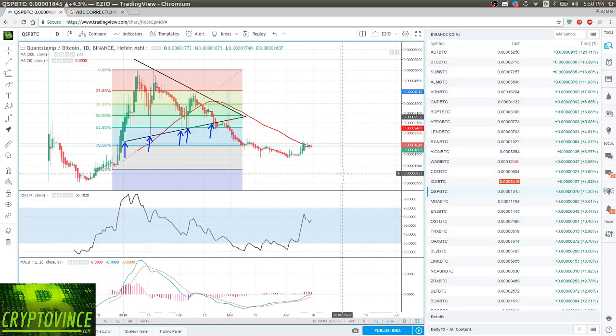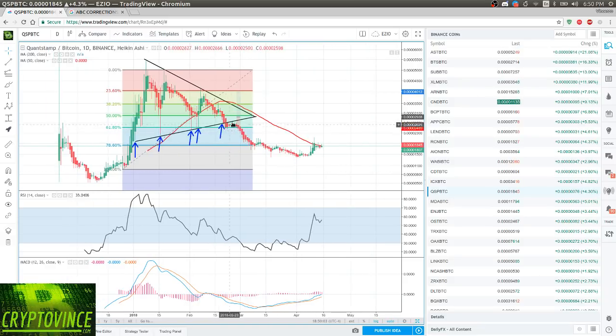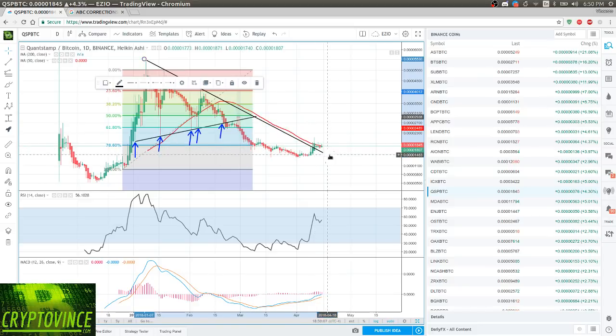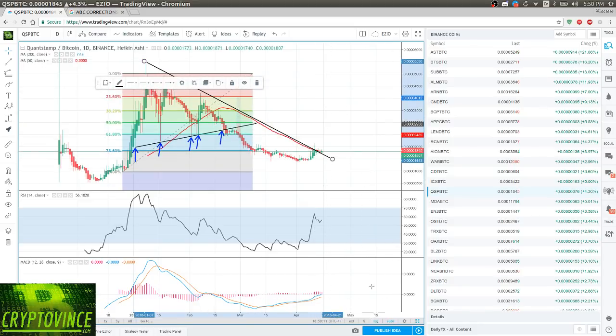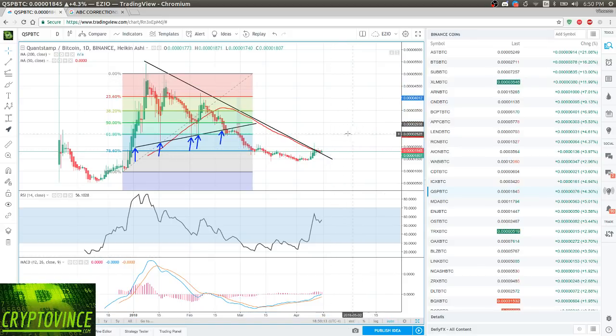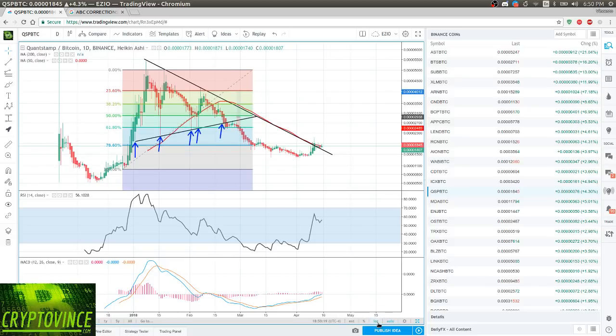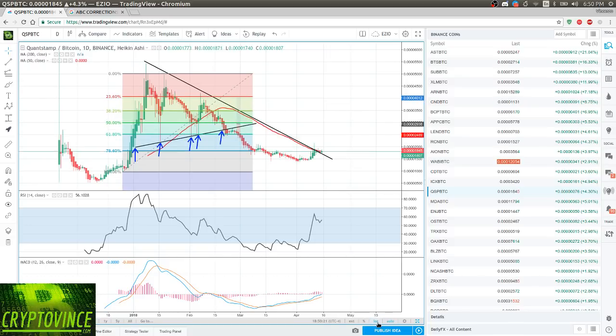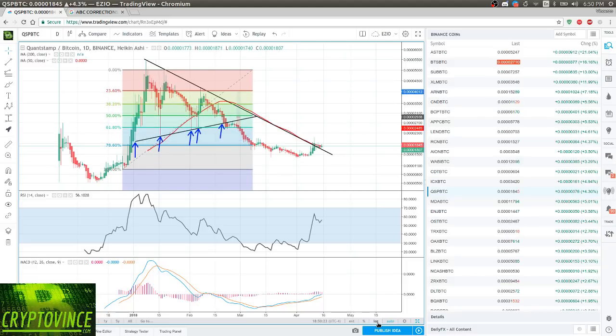What is it? QSP. This is my old chart. I don't know why it didn't change. Of course, it's breaking right now. This is a log chart. See, this is a perfect example. This is Quantum Stamp. The prices are so low that even though I change from log scale to linear scale, I see no difference. But in Bitcoin, I see a huge difference. Okay.